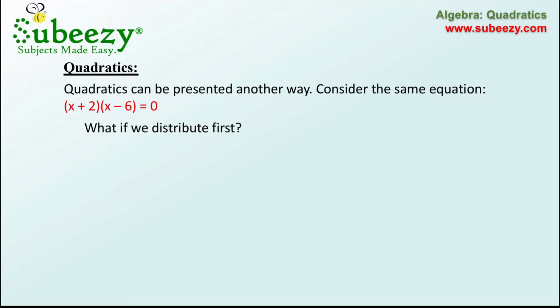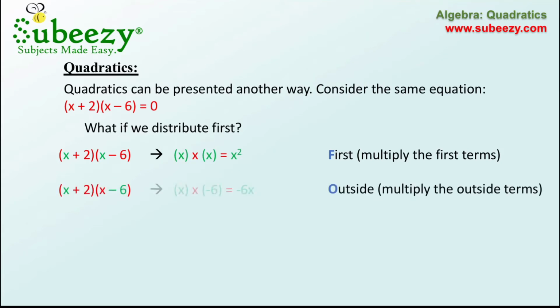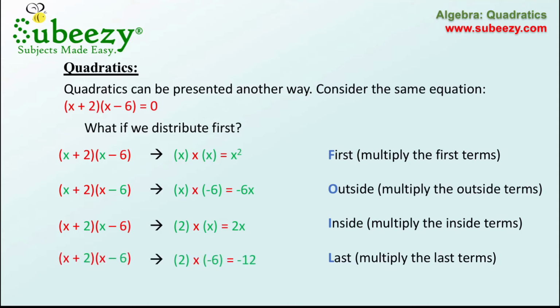So we're going to first multiply the first terms, x times x, which is equal to x squared. Then we're going to multiply the outside terms, x times negative 6. It's important that you do not forget to multiply by negative because we have x minus 6. So we end up with negative 6x. Next, we're going to multiply the inside terms. 2 times x is 2x. And then finally, we're going to multiply together the last terms. 2 times negative 6, which is equal to negative 12.